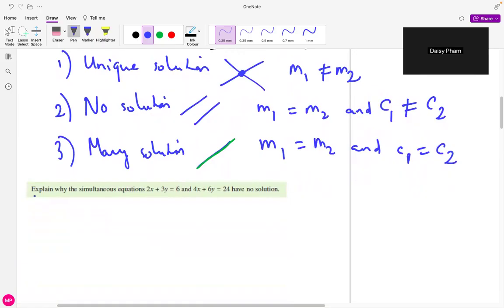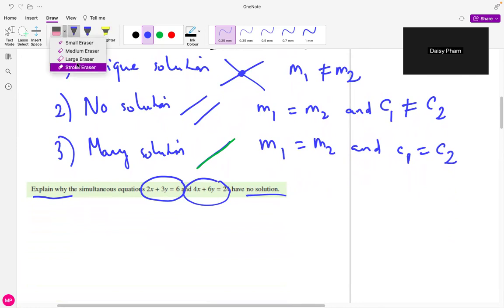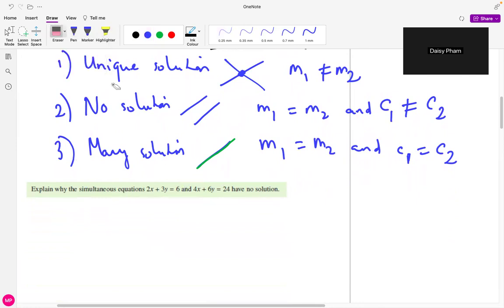Right. So here they say explain why this equation and this equation have no solution. To have no solution, they have the same gradient but different y-intercepts. So to show your working out, you're going to rearrange for y first. Here I do this one first. 2x plus 3y equals 6. Then I move the 2x over by taking away 2x, so 3y equals negative 2x plus 6.